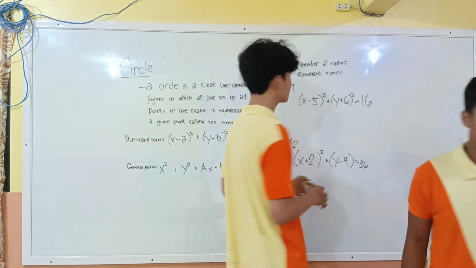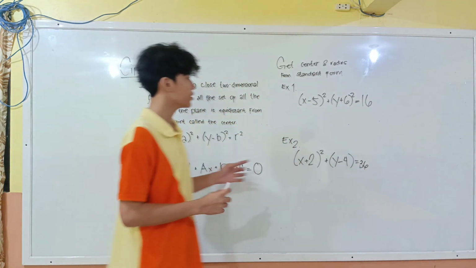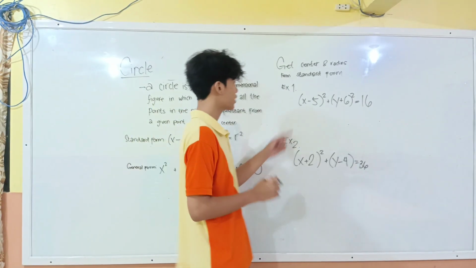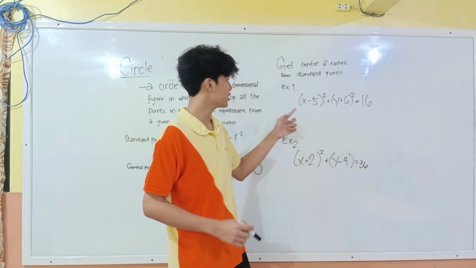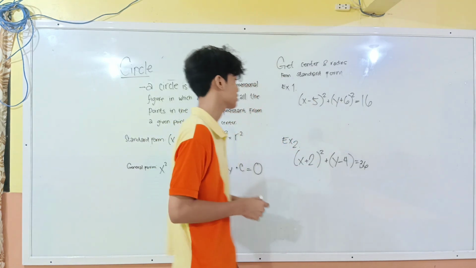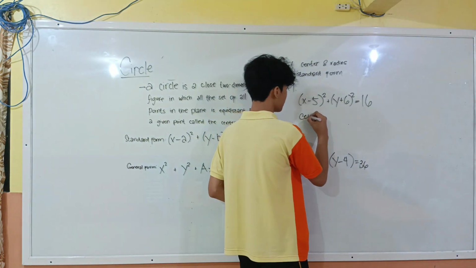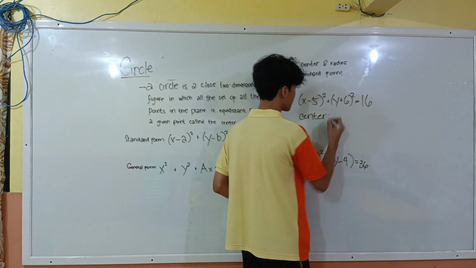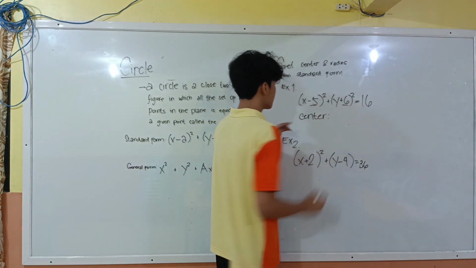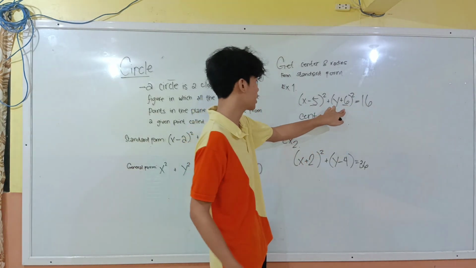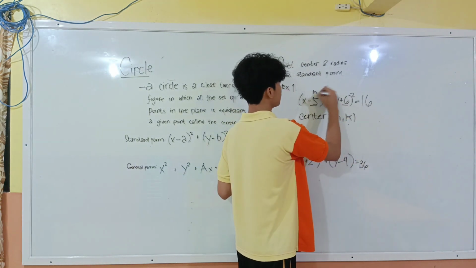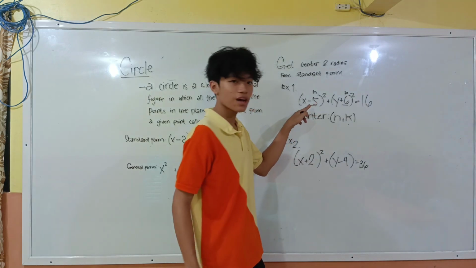So now we're going to have some examples of how we get the center of the circle from the standard form. Right here we have example 1: (x minus 5) squared plus (y plus 6) squared is equal to 16. I'm going to write down here center. So how do we get the center? We get the center from these two values. This is our h and this is our k. So the center is (h, k), and we just have to change the sign.